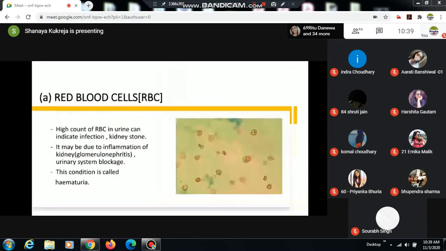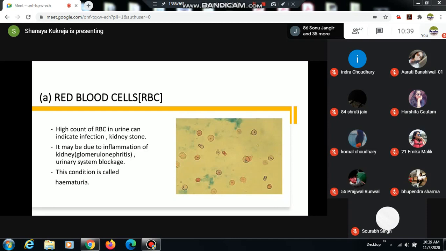First is red blood cells, as seen in the picture with red color under a microscope. A high count of RBCs in urine can indicate infection or kidney stone. This can be due to bleeding in the tubules. It may be due to inflammation of the kidney, which is glomerulonephritis, and can be due to urinary system blockage. The condition when RBCs come in urine is known as hematuria.